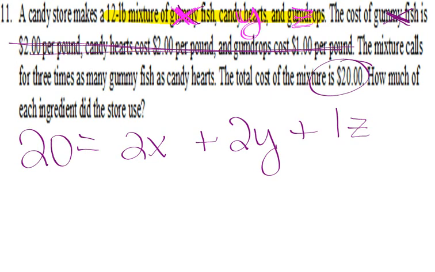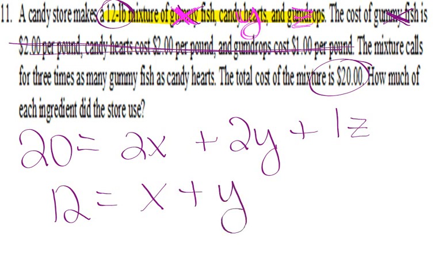So $2 times the pounds of gummy fish, $2 times the pounds of candy hearts, and $1 times the pounds of gumdrops. Now, let's go back to the first statement. They said they make a 12-pound mixture. So we know that the 12 pounds are made up of what? The pounds of gummy fish, which are X, plus the pounds of candy hearts, which is Y, plus the pounds of gumdrops, which is Z.